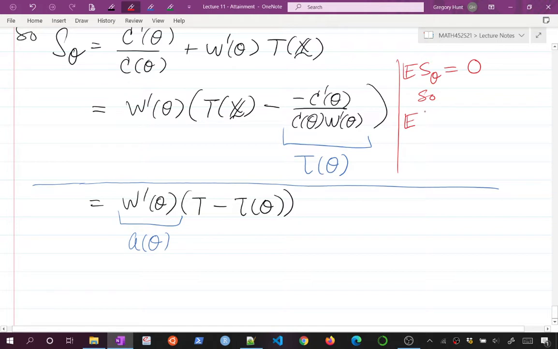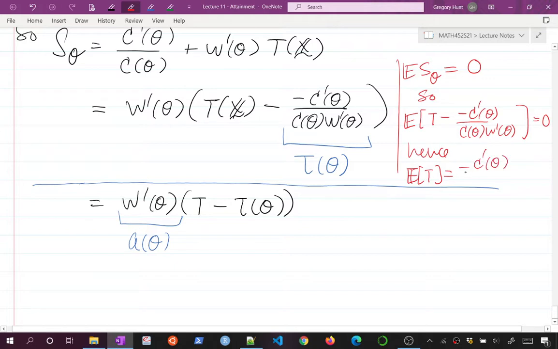So you can show that the expected value of T minus c prime theta over c theta, times W prime theta, is 0. I throw out this W prime here because it doesn't matter. You can multiply it on both sides, and hence the expectation of T is exactly this horrible expression. So everything's okay. I actually didn't cheat here.